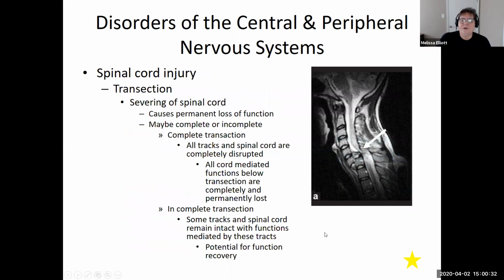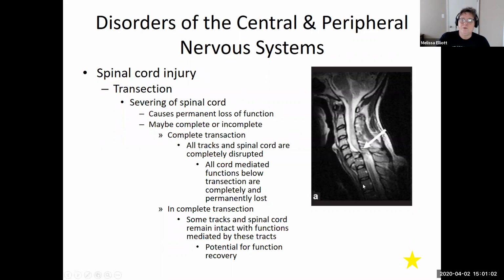If we have complete, this is where all of the spinal tracts are completely severed. So if we look here, you see that the spinal cord has been severed, and you've got part of it here and you have part of it here. All of the cord functions below the area of the severing will now be non-functional. The loss is going to be permanent, and you're going to see, for instance, in this patient, paralysis from the shoulders down.